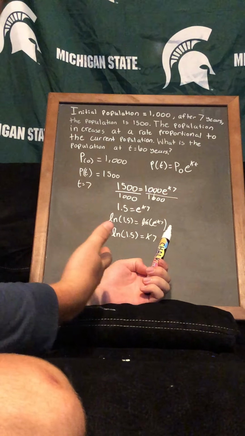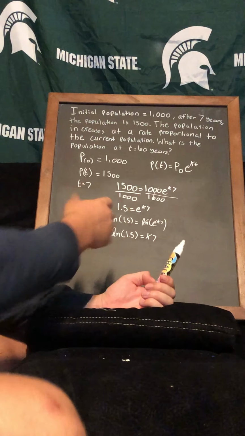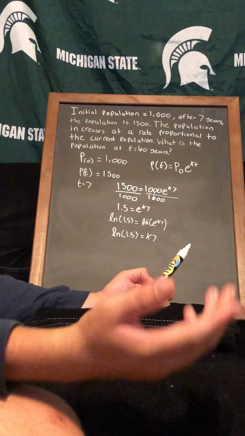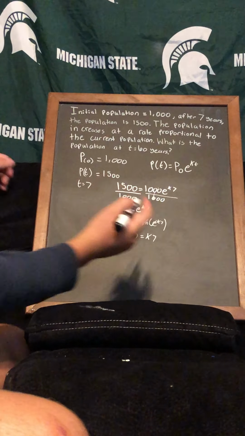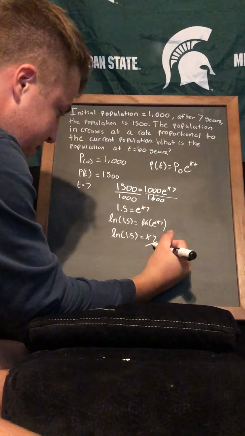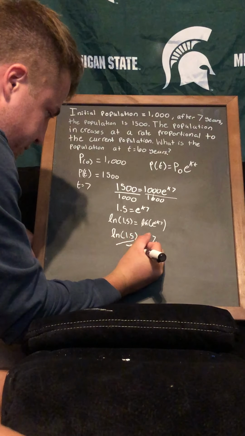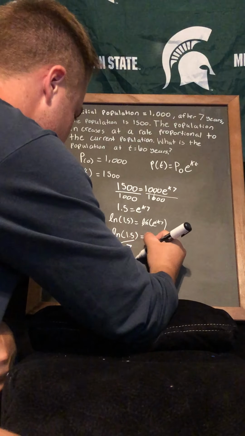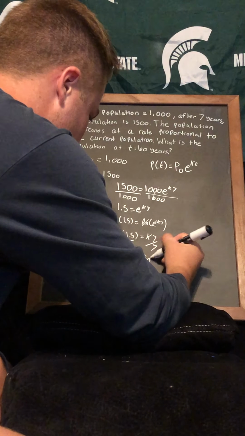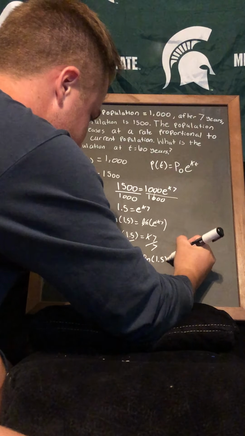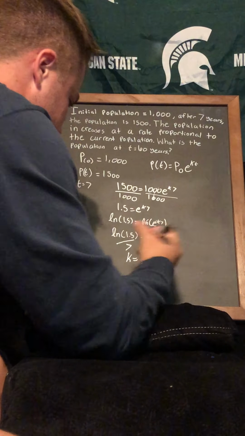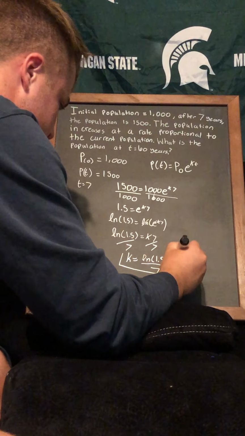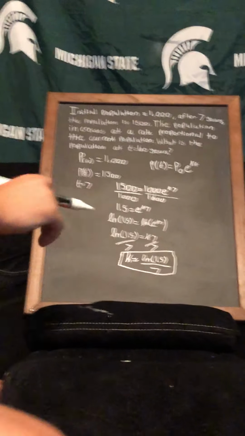Now, this is just simple algebra now. If you want to solve for a variable on one side, you gotta get rid of the constant, which is 7. So you're gonna divide by 7 from both sides. From there, you will get k is equal to the natural log of 1.5 over 7. Okay, so that's the first step.